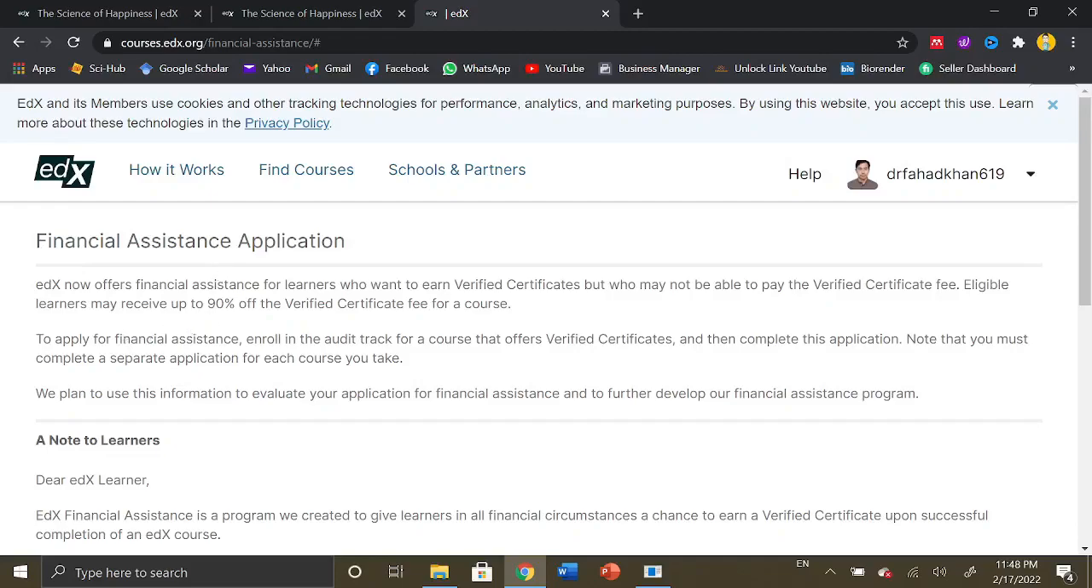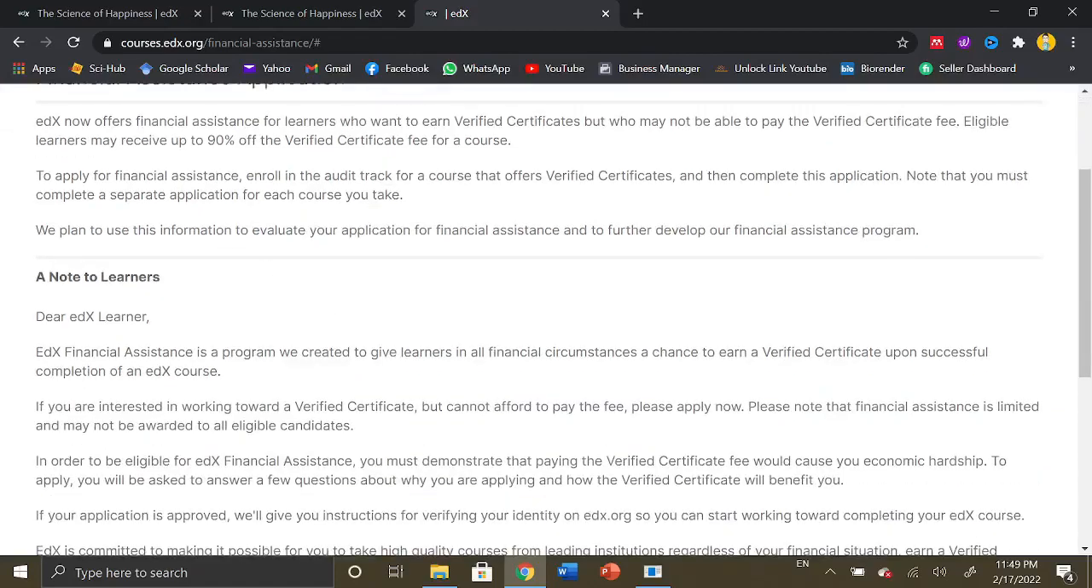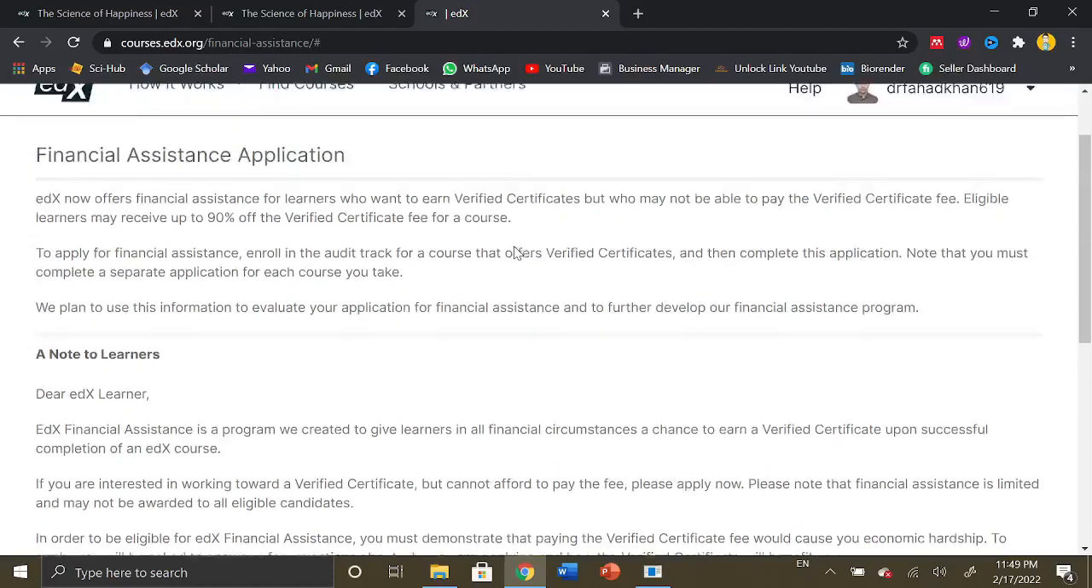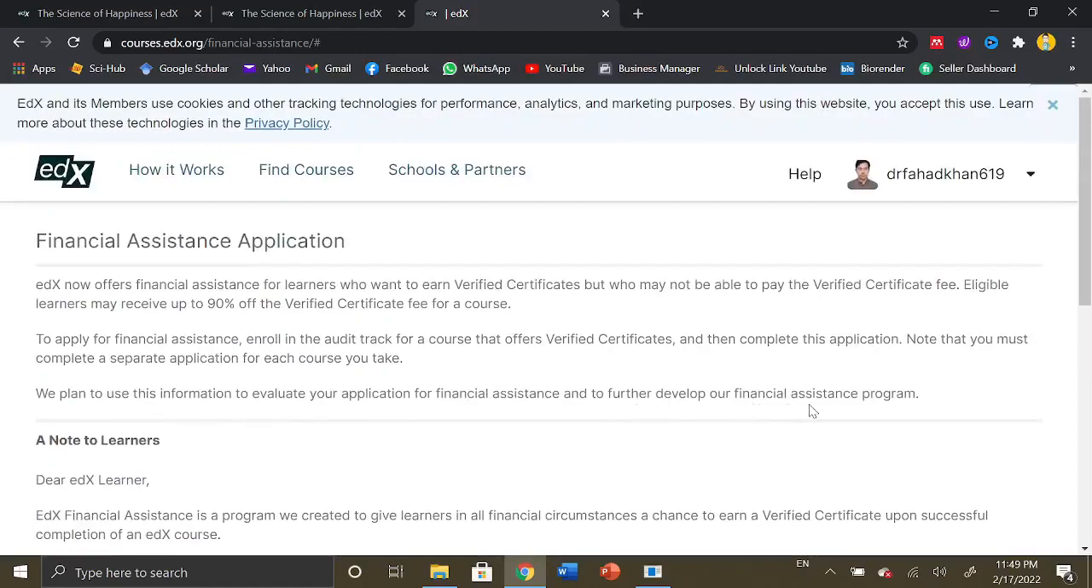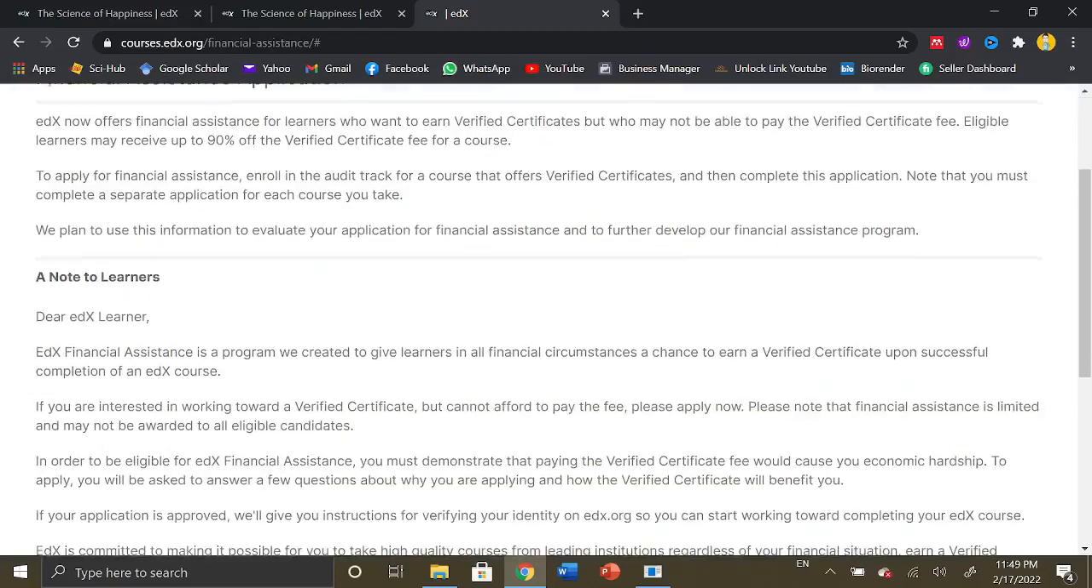The process is simple. To apply for financial assistance, enroll in the audit track, which is a free track course that offers verified certificates, and then complete this application. Note that you must complete a separate application for each course you take. You can apply 5 times in a year for financial assistance for courses on edX. It is a good number, and you can always get a discount of up to 90%. They plan to use this information to evaluate your application for financial assistance and to further develop their financial assistance program.